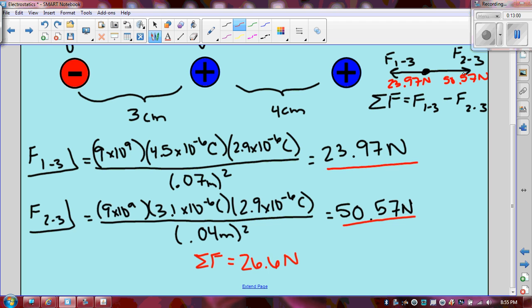I want to know what is the total force when they're fighting against each other. Now, what direction is that? Well, since the stronger force is pulling to the right, that must be the overall direction of the force. And so the overall force, the total force, is 26.6 newtons to the right.